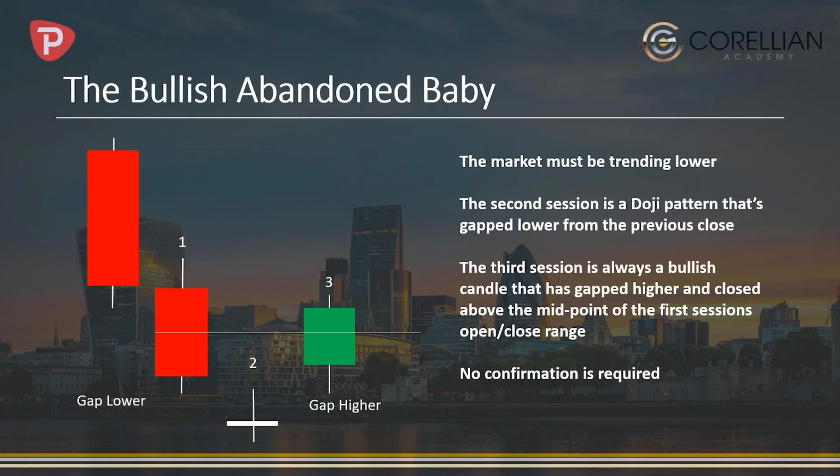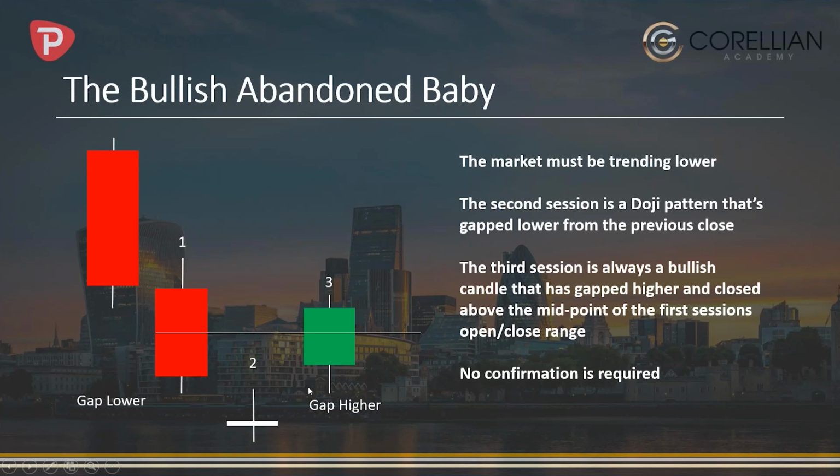Now, quite a rare pattern, but very strong if seen, is what's called the abandoned baby. Now, in traditional analysis, there's a pattern called the island reversal, where you gap lower, put in a tight range, and then gap higher, and then start to rally. Well, on the abandoned baby, the second period again is a doji pattern, having gapped lower from the previous period's closing level.